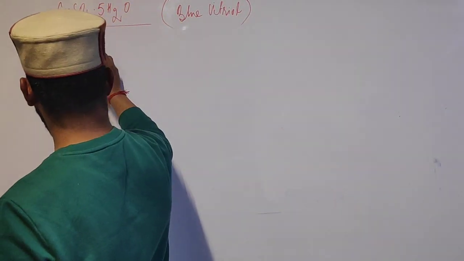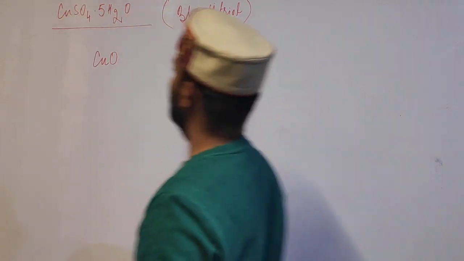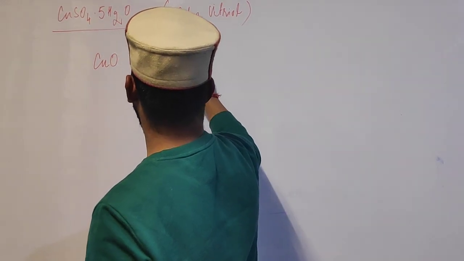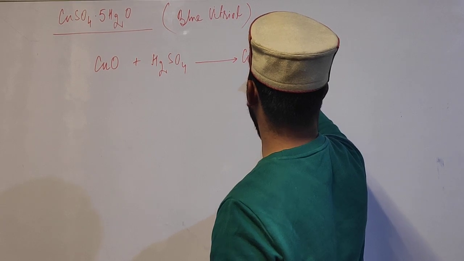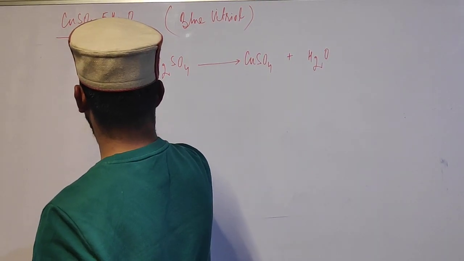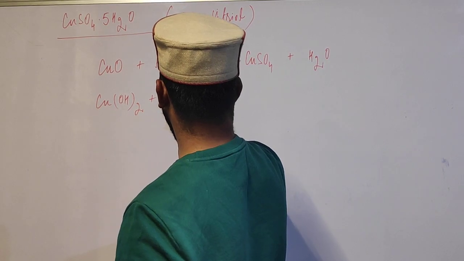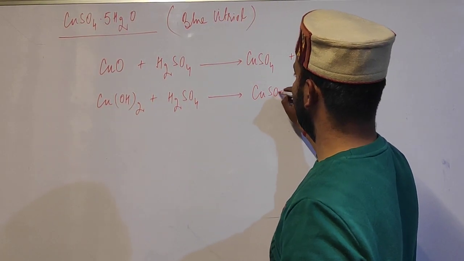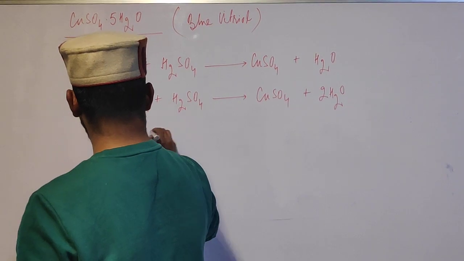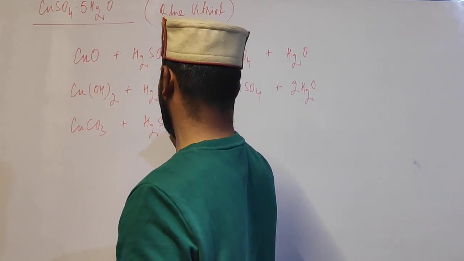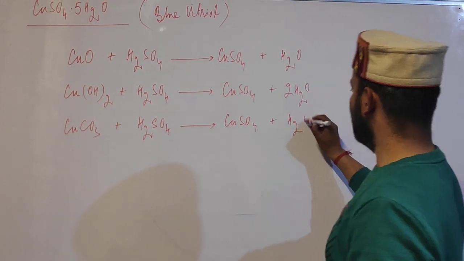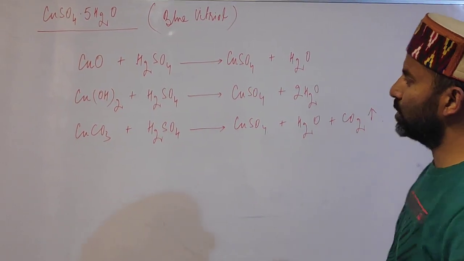So we have many possible reactions. We take say copper oxide, which is basic, and when it is neutralized by acid H2SO4, we get copper sulfate plus water. Or we have say copper hydroxide. Hydroxide of copper is also basic, and when it is reacted with H2SO4, neutralization takes place to give copper sulfate and water. Another possibility is we take copper carbonate, because carbonates are slightly basic. Again neutralization takes place, we get copper sulfate plus H2O, and there will be effervescence due to evolution of carbon dioxide. So this is our first step.